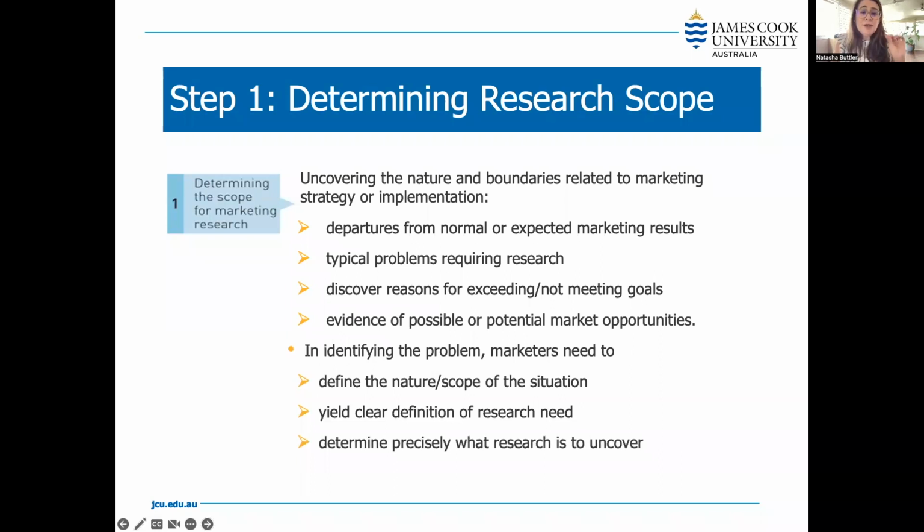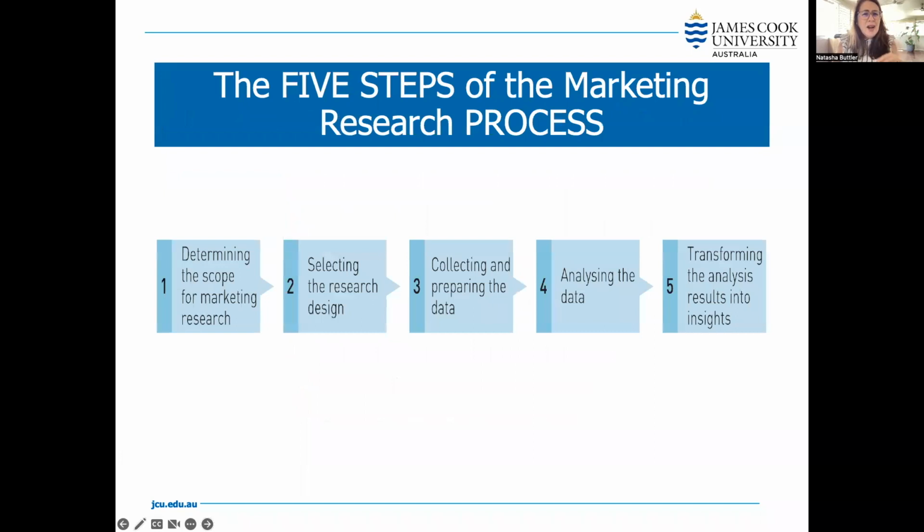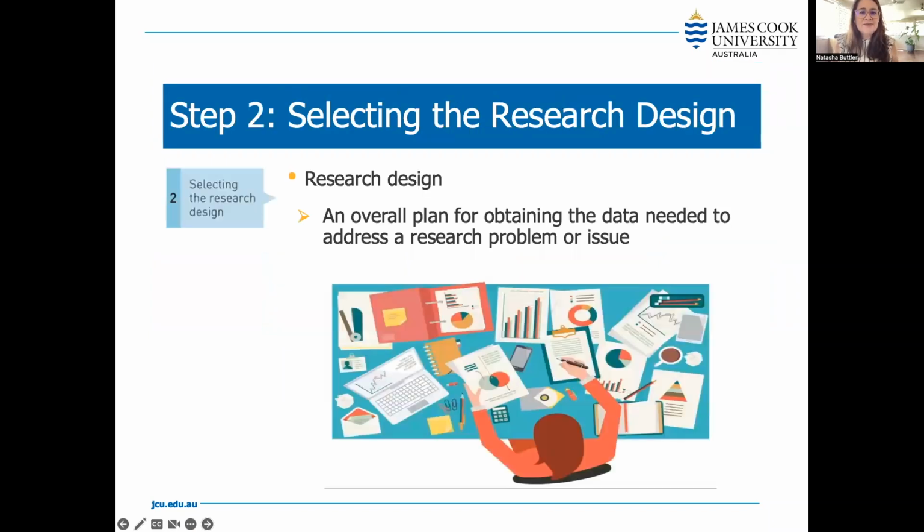We need to determine precisely what our research is to uncover. And then we need to decide, how is this research going to be used? Because we don't want to do it if there's no purpose. So we undertake marketing research, and that first step is identifying clearly what it is we want to achieve. What is it that we don't know right now that we're wanting to find out a little bit more about? So once we've done that, we then select the research design. So let's have a look at that now.